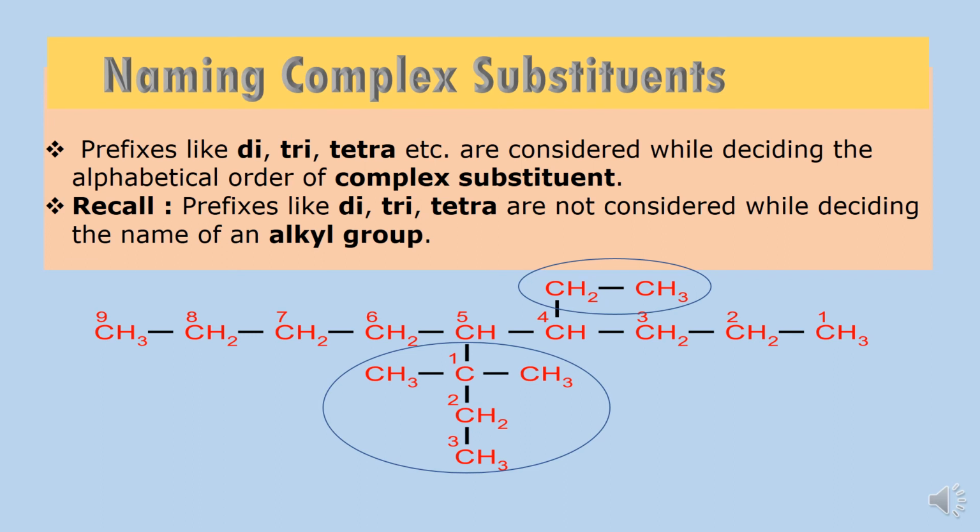For example, here in this compound you can see that the complex substituent attached at the 5th carbon has 2 methyl groups. The name is 1,1-dimethyl propyl, and 1 ethyl group is present at the 4th carbon atom. So the name will be 5,1,1-dimethyl propyl. Here this D will be considered for deciding the alphabetical order, as dimethyl is a part of the name of this complex substituent, and ethyl will not be given preference.